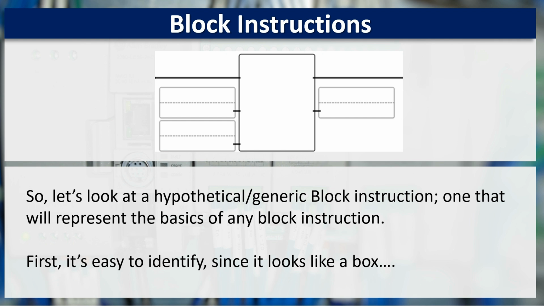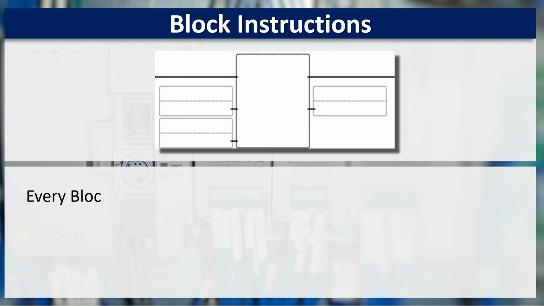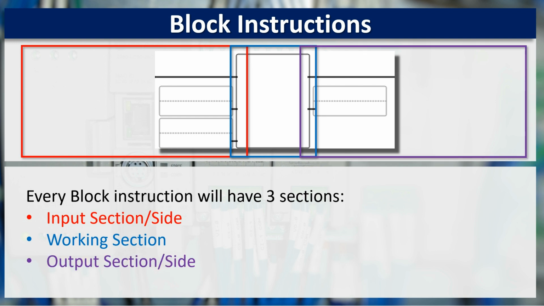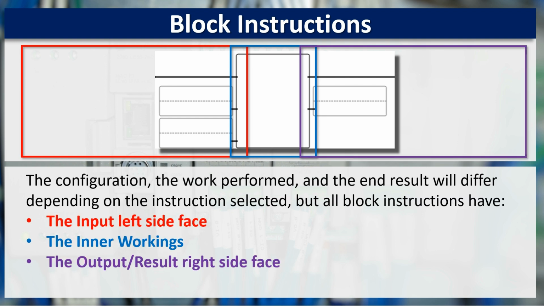So let's look at a hypothetical generic block instruction, one that will represent the basics of any block instruction. First, it's easy to identify since it looks like a box. Every block instruction will have three sections: the input section or side, the working section, and the output section or side. The configuration, the work performed, and the end result will differ depending on the instruction selected, but all block instructions have the input left side face, the inner workings, and the output result right side face.